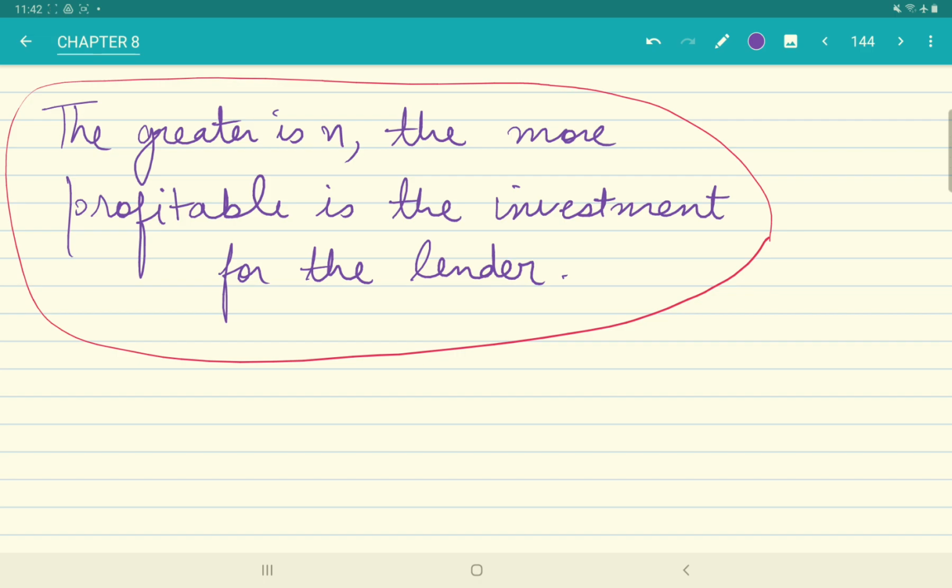To what extent can I increase this n? So the point to note is that there is a limit to how frequently I can add interest to my savings account, or how frequently I can add interest to my principal amount.